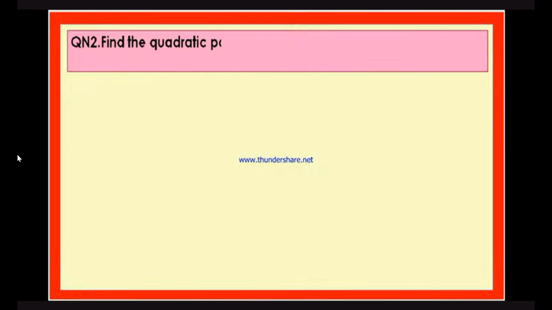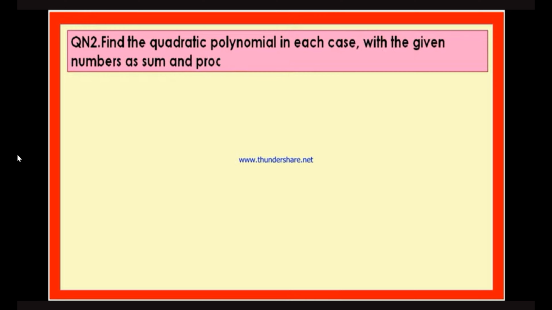Question number 2. Find the quadratic polynomial in each case with the given numbers as sum and product of zeros. The first bit: 1 by 4 and minus 1; second bit: root 2 and 1 by 3; fifth bit: minus 1 by 4 and 1 by 4.